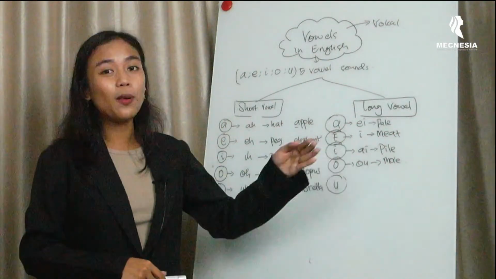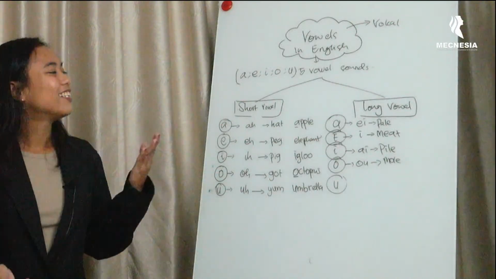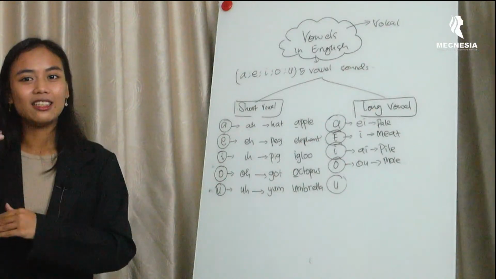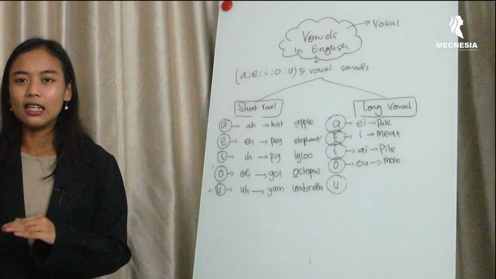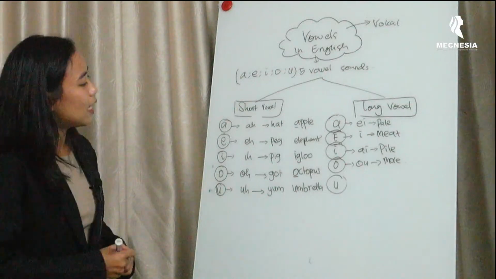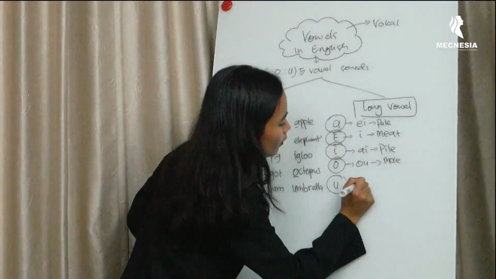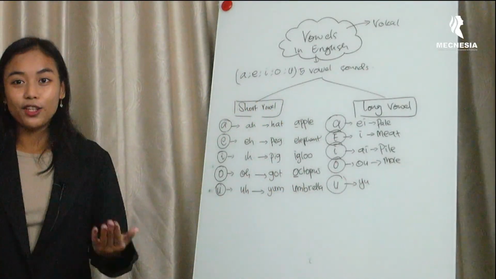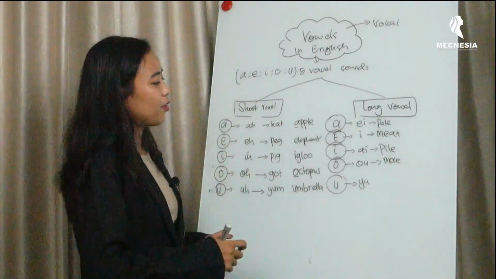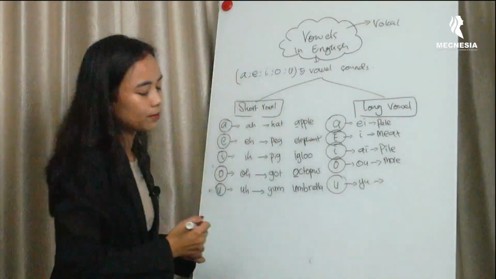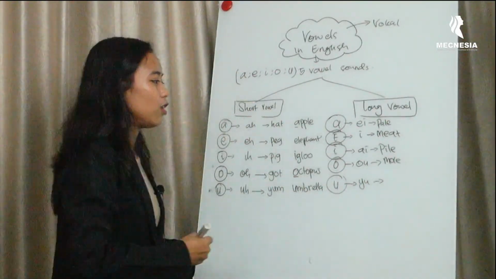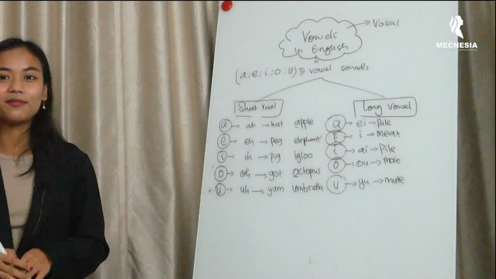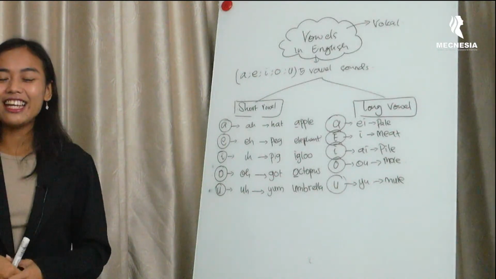And for the word pile, jadi untuk kata pile, in Indonesian it means tumpukan. Pile. A pile of something. Tumpukan dari sesuatu. And then the last we have U sound. U. This sound can be found in the word mule. Mule. Let's say it together.